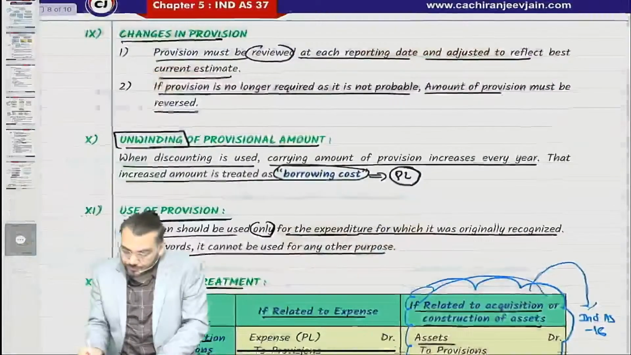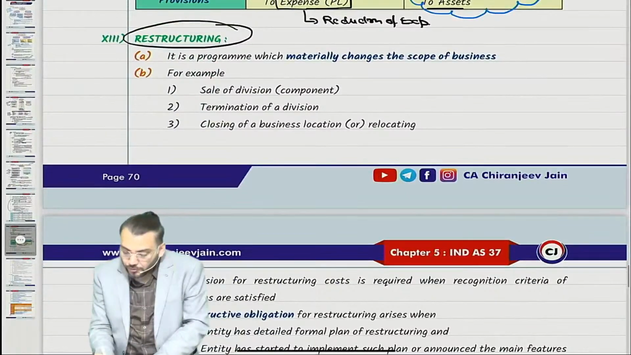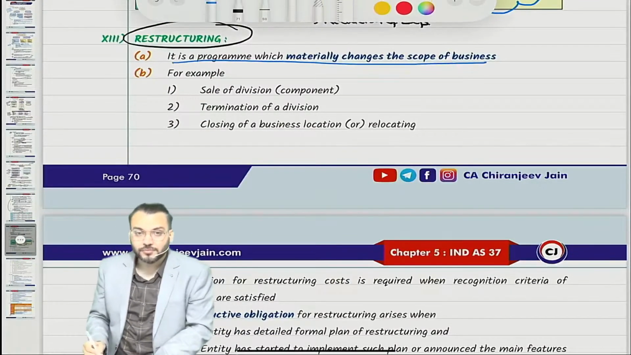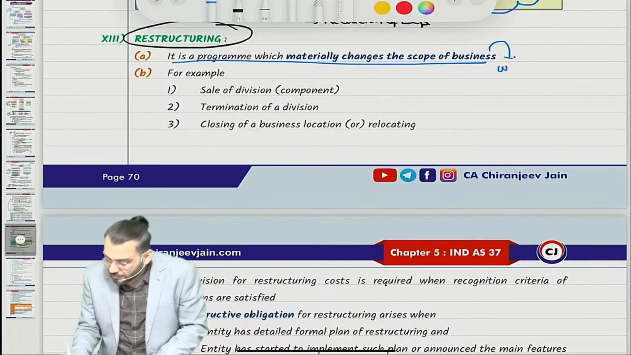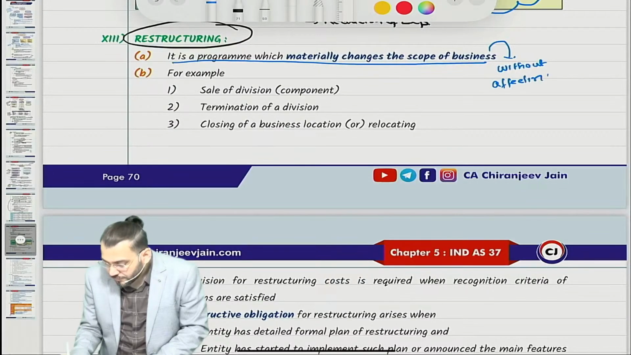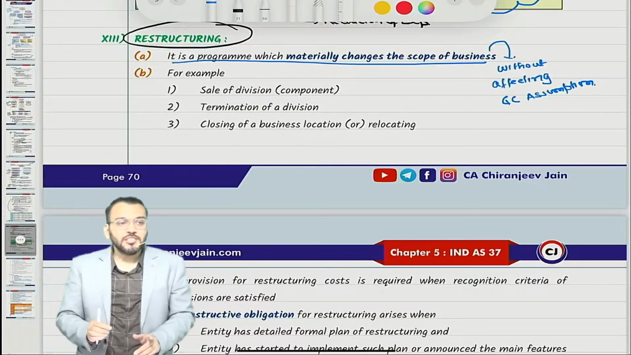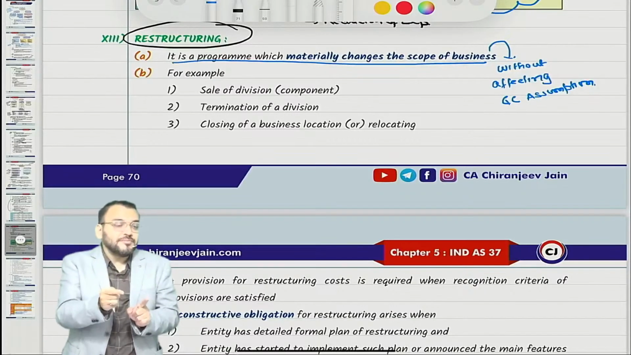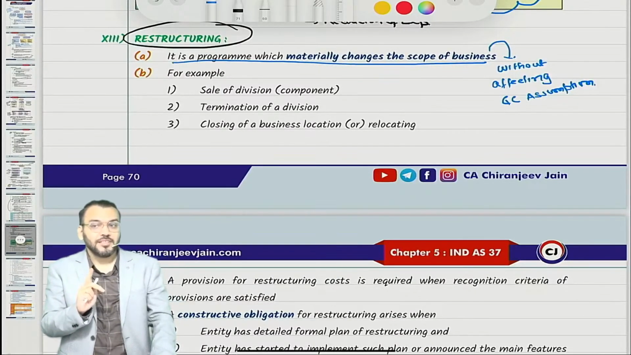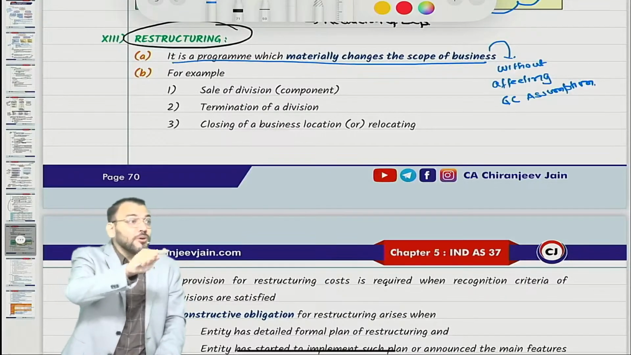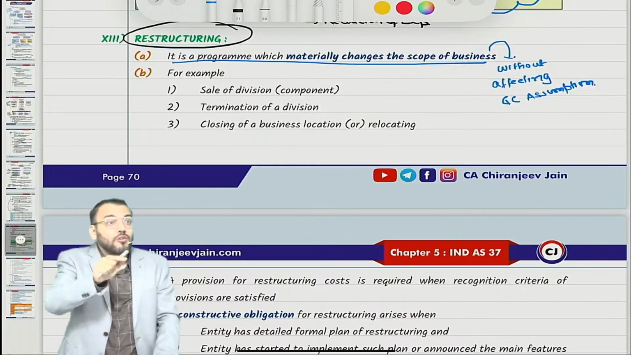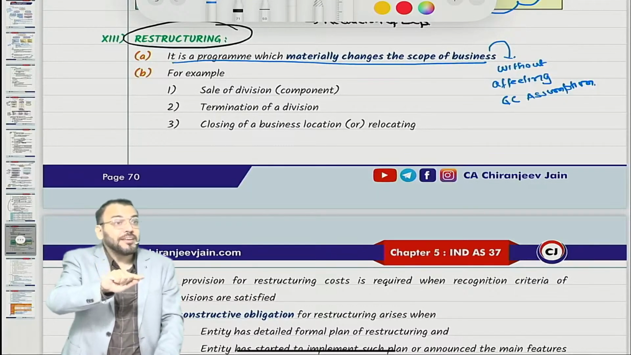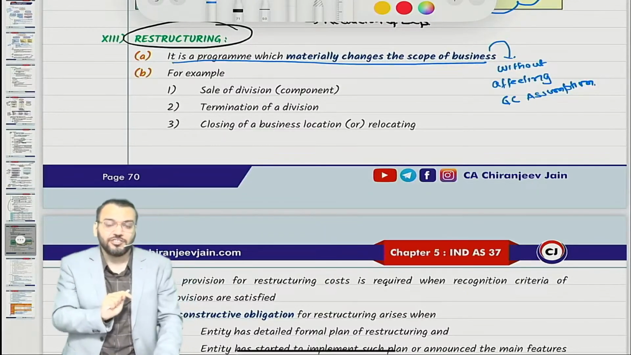Restructuring is a program which materially changes the scope of business, correct? Without affecting what? Without affecting the going concern assumption. GC means going concern. Just try to understand: if you have decided to liquidate, then it is not restructuring. If you have decided to liquidate or close down the entire entity, it will affect the going concern assumption, so this is not restructuring.